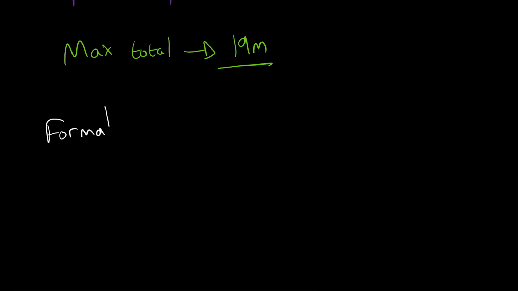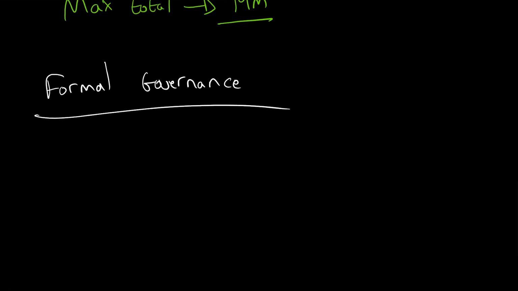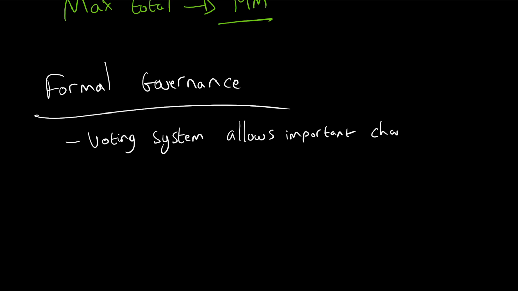There is something called a formal governance. And as soon as you hear governance or government, you might be thinking, oh, this is totally bad now, this cryptocurrency isn't good at all. But just hear me out. There's a formal governance, and it's not a single authority or anything, so it's none of that sort of conventional stuff. What it does is use a voting system which allows important changes to take place.